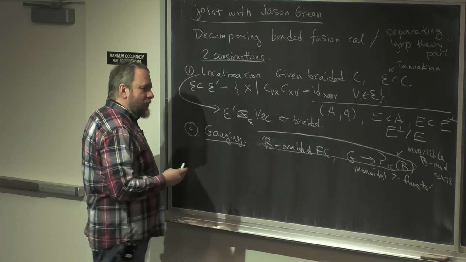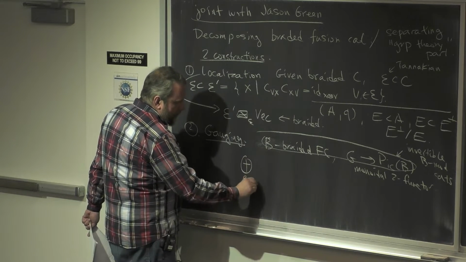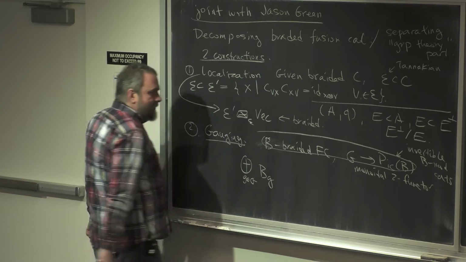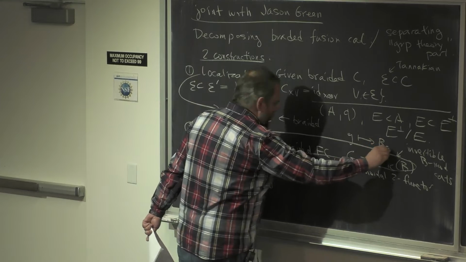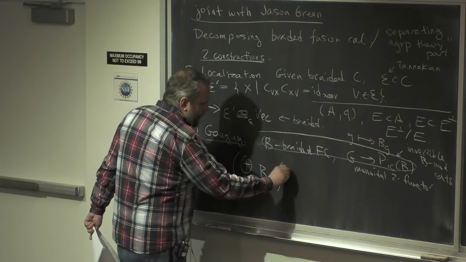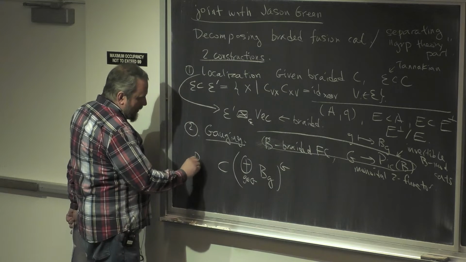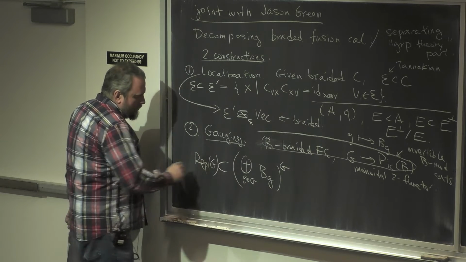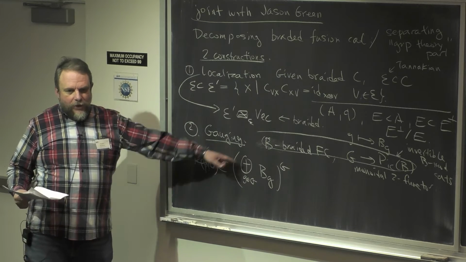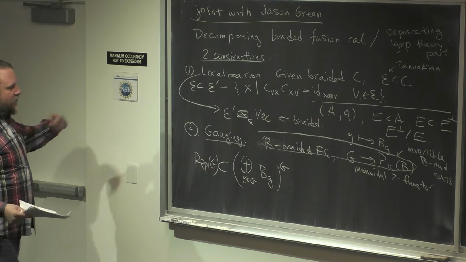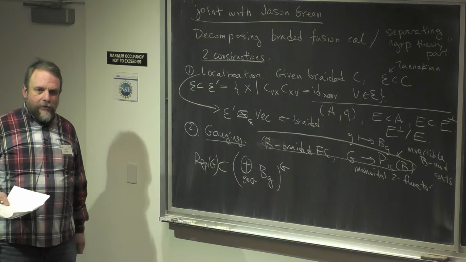Now, from this data, one constructs a certain G-graded extension of B, where here G is mapped to BG. And then one takes equivariantization of this. So what one obtains is a braided category that contains the Tannakian subcategory Rep G inside. Okay, so these two constructions are inverses of each other. If you repeat them, you will end up with the same data.